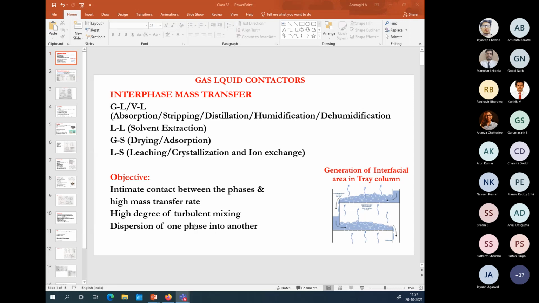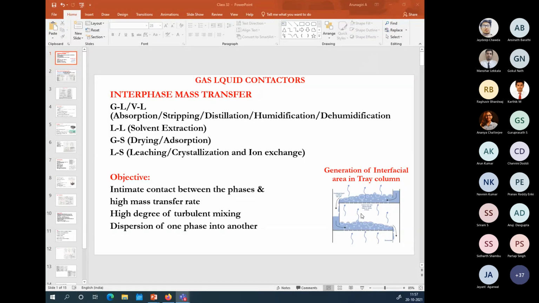So here the main objective is that if this is the contactor, it can be a tray column. Here we are handling gas liquid or vapor liquid absorption. The vapor is going from bottom to top, the liquid is coming from top to bottom. This tray is the heart of the tray column. It provides the contact between the vapor phase and the liquid phase. The solute has to be transferred from the vapor phase to the liquid phase, where the liquid is the solvent.